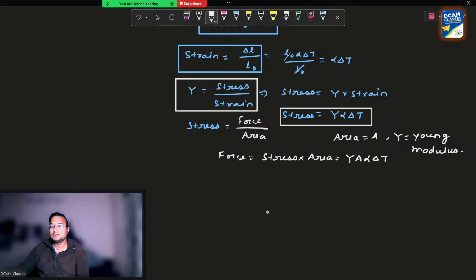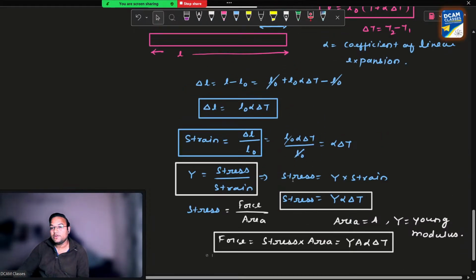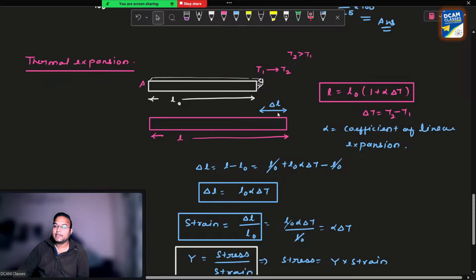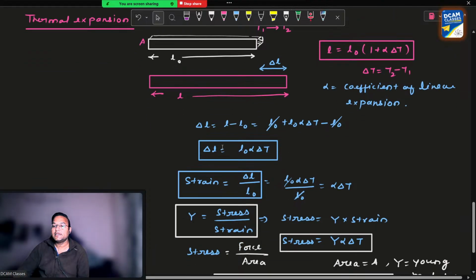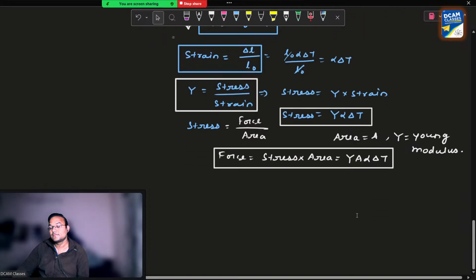See what I am trying to stress upon. Whenever there is a rise in temperature, there is an increase in length, and that increase in length is given by L naught alpha delta T. Because of this, the strain produced in the body is alpha delta T. That formula also you'll use. The stress is Y alpha delta T and the force is Y A alpha delta T.